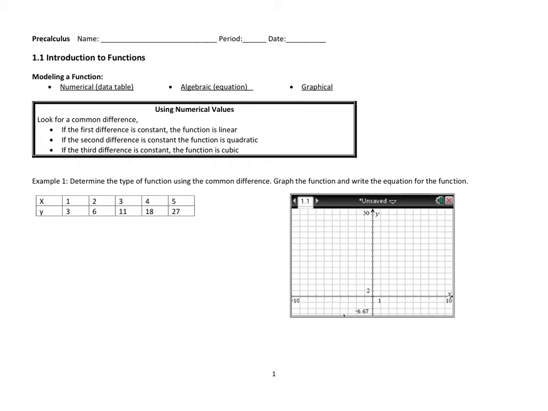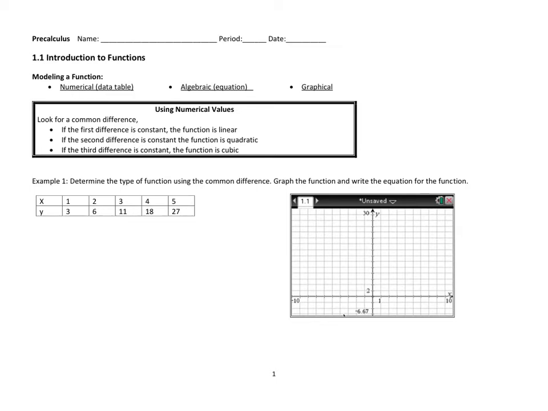So here we are looking at how to model a function. Given numerical data, that's in the form of a table, we are going to convert it into an equation, and then we are going to convert that equation into graphical format. And how are we going to do that?